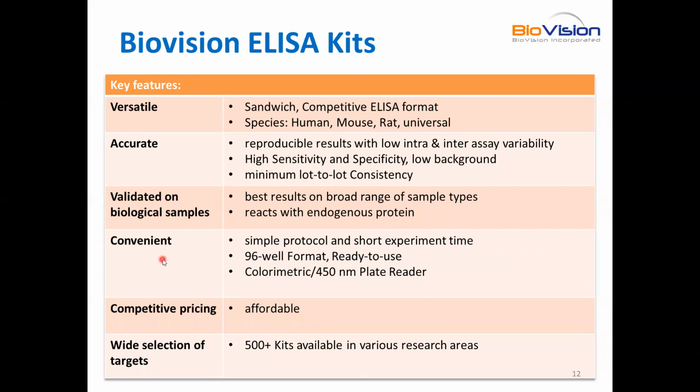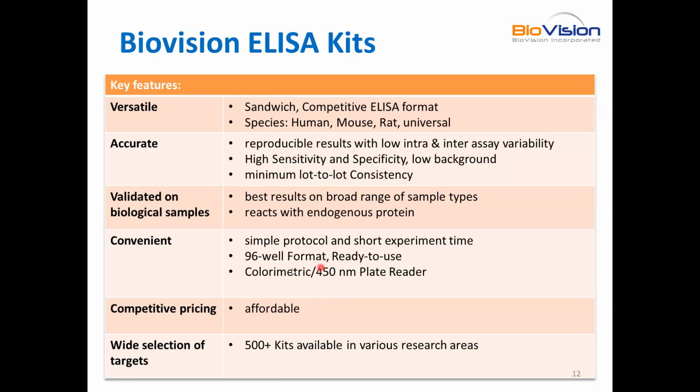Our ELISA kits are very convenient. The protocol is very simple with a short experiment time. They are available in 96 well format, ready to use, and mostly they come in micro well strips. That allows the end users to use as many wells as they want in a particular experiment, and they can save the other strips for future use. So that reduces any wastage, and it makes the ELISA kit very cost effective.